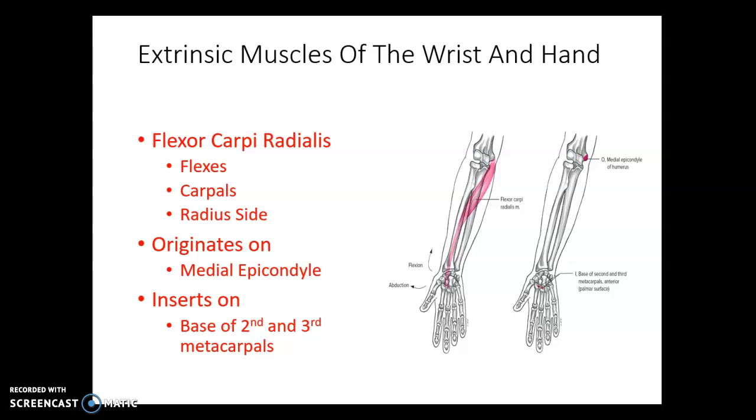And you look at flexor carpi radialis, it flexes the carpals on the radius side of the hand. So it originates on the medial epicondyle, which is not unique. If it's a flexor, most of the flexors originate on the medial epicondyle. Here's your thumb, so you know you're looking at a palmar view. So you have the medial epicondyle, flexor carpi radialis comes down, runs over to the radius side, and inserts on the base of the second and the third metacarpals.